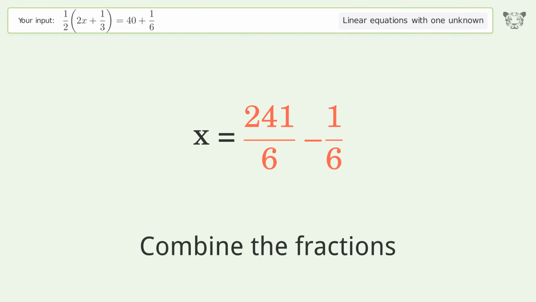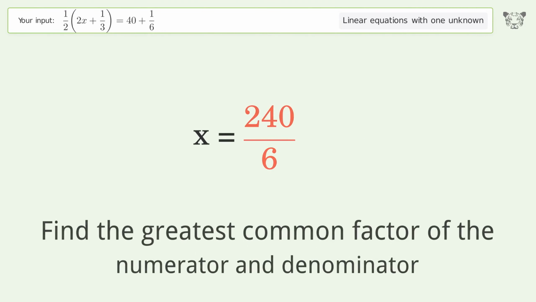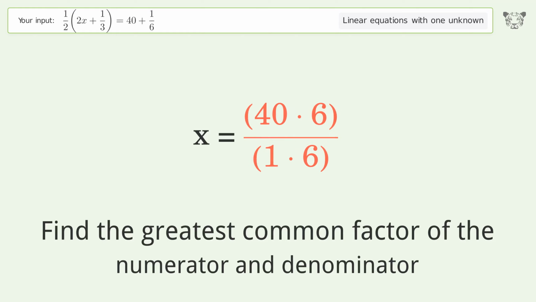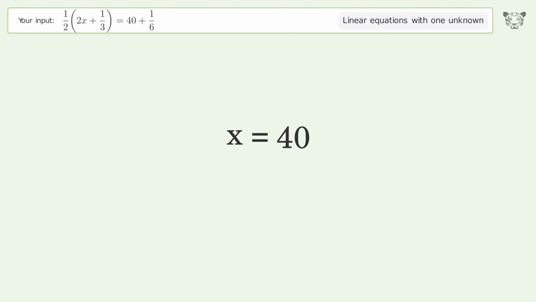Combine the fractions. Combine the numerators. Find the greatest common factor of the numerator and denominator. Factor out and cancel the greatest common factor. And so the final result is x equals 40.